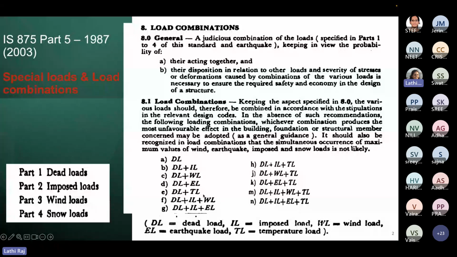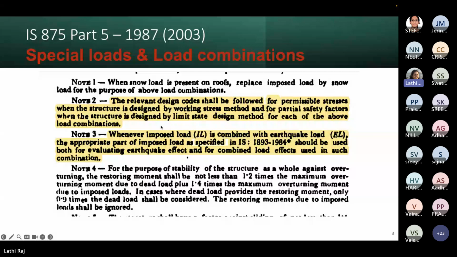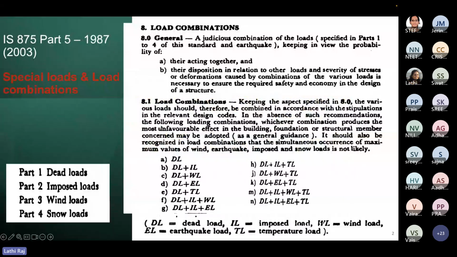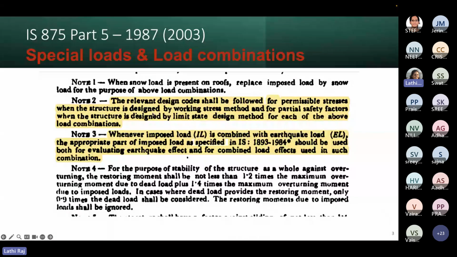In addition to that, this is what it says in the clause. But below this, they are giving some notes. That is why I said these notes are very important. The clause says these are the load combinations you do, but blindly we cannot follow this. There are some notes given in this, so you have to read these notes.